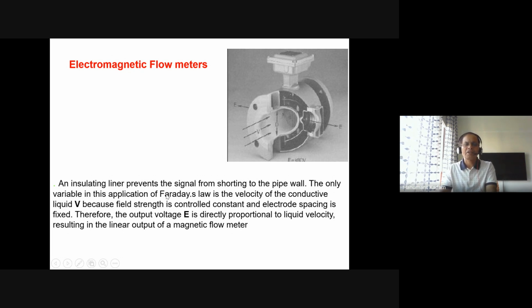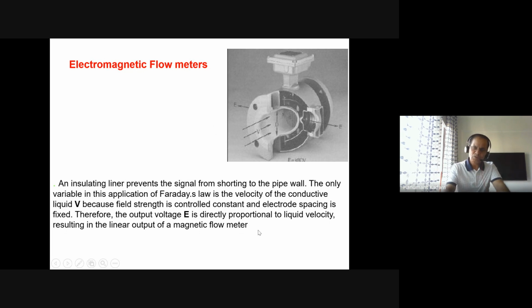The only variable in the application of Faraday's law is the velocity V of the conducting fluid. The other parameters are constant: the magnetic field is constant and the distance is constant. Because the field strength is controlled and constant and the electrode spacing is fixed, the output voltage generated is directly proportional to the liquid velocity. Our interest is the velocity, the flow rate, resulting in the linear output of the magnetic flow meter.